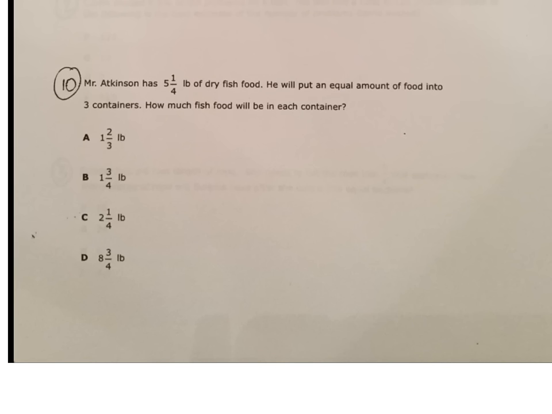Number 10. Mr. Atkinson has 5 1/4 pound of dry fish food. He will put an equal amount of food into 3 containers. How much fish food will be in each container? So he has 5 1/4, and he's going to divide it into 3 containers. The first thing you need to do is turn that into an improper fraction, so this becomes 21 over 4 divided by 3 over 1.